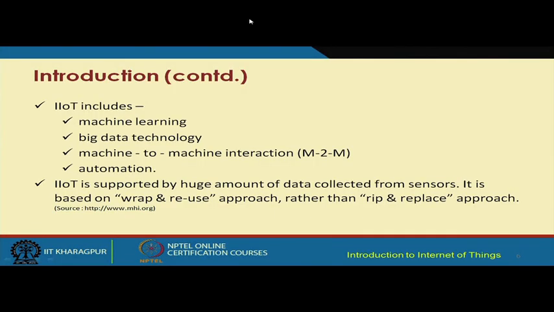So, what is happening in the entire process? There is no human intervention. We have machine communicating with machine, another machine communicating with another machine, and so on. We have machine to machine communication, M2M, without any human intervention. So, going back, we have machine to machine communication and automation. These are the different features, different aspects of IIoT.